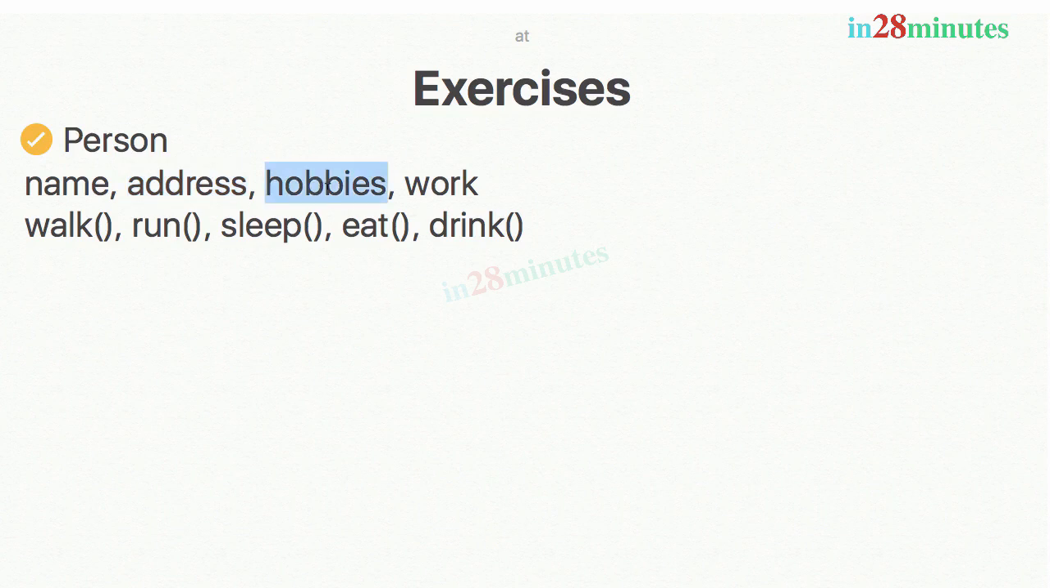What kind of hobbies does this person have? Where does he work? Is he studying? All that is the data about a person, right? And the other thing is the actions that can be performed, right? So walk, run, sleep, eat, drink, travel, move, a lot of things that can be performed on the person.